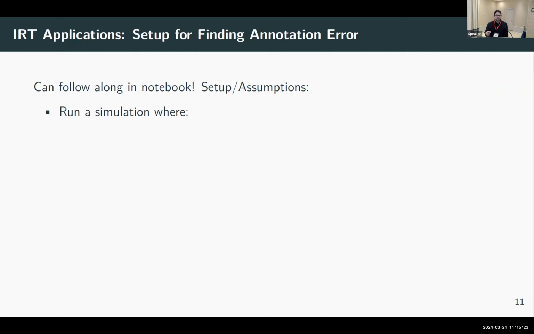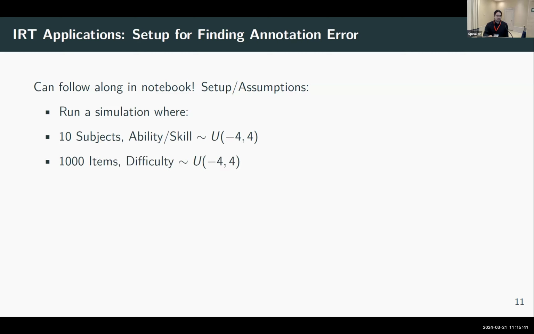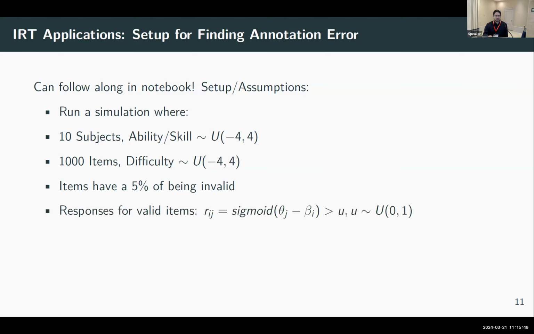There is a notebook that you can follow along. All the results have been copied into the slides, but if you want to see everything run, that's in the notebook on the website. In this notebook, we ran a simulation where we have, again, 10 subjects where the ability is uniform from -4 to 4. We have 1,000 items where the difficulty is also in that same range. We will assume that 5% of the items are invalid, and if the item is valid, then we follow the IRT equation to decide if the response is correct. Otherwise, we flip a coin.